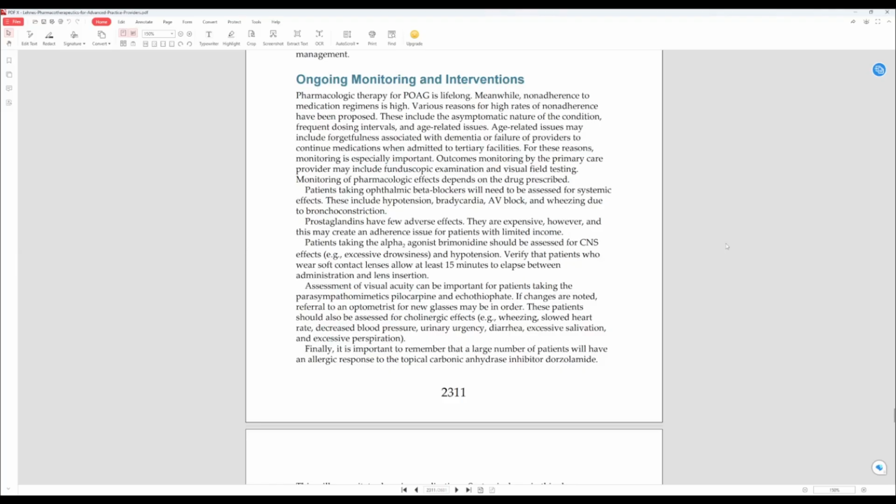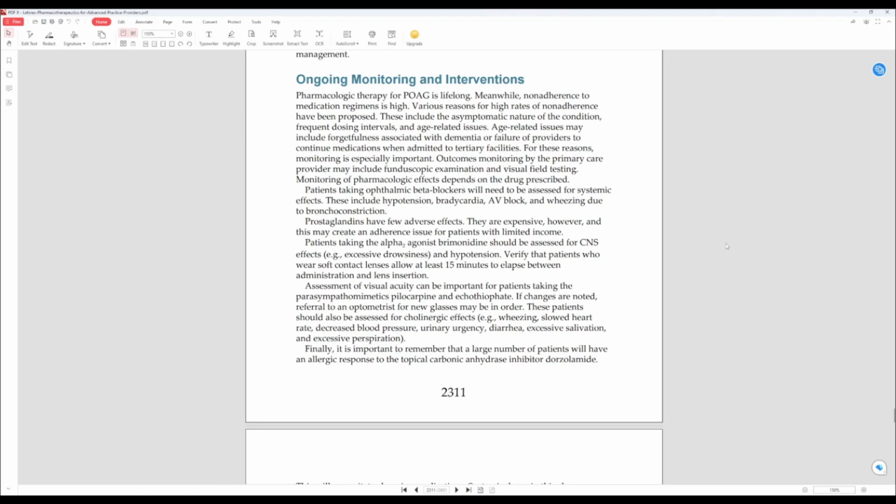Pharmacologic therapy for POAG is lifelong. Meanwhile, non-adherence to the medication regimen is considered extremely high. Various reasons for high rates of non-adherence have been proposed. These include the asymptomatic nature of the condition, frequent dosing intervals, and age-related issues. Age-related issues may include forgetfulness associated with dementia or failure of providers to continue medications when admitted to a tertiary facility. For these reasons, monitoring is especially important.